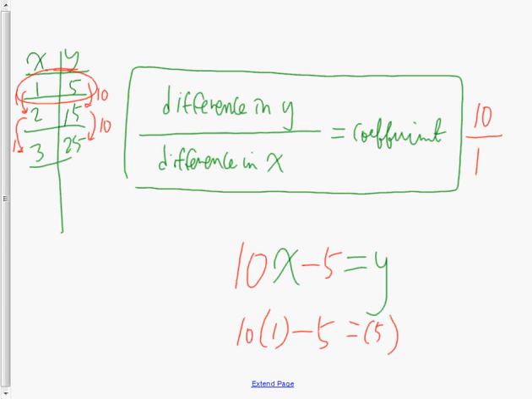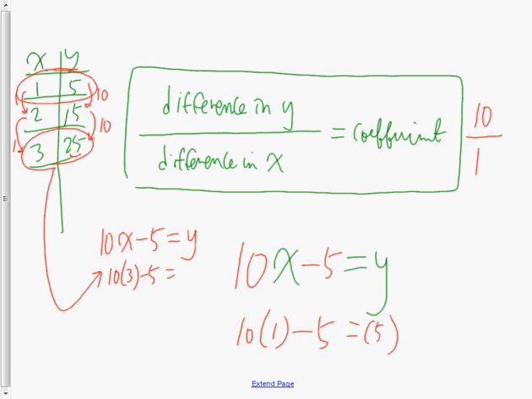I have a very Christmassy looking equation. I have the equation 10 times the x value minus 5 will always give me the corresponding y value. So if I take this pair and check to see if it works, the x value is 3, so I'll put 3 there.